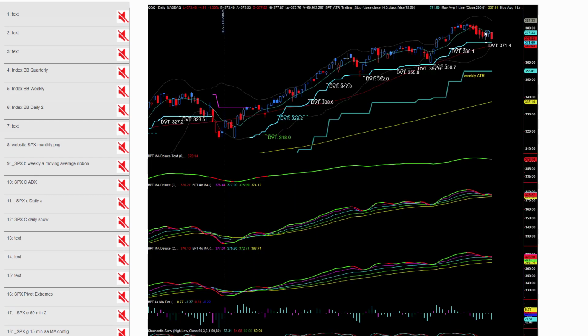Looking at the KISS charts, one thing to note here, you can see the DVTs. They've been a pretty good guide. We got a new DVT last week, 371.40. So that's a pretty tight stop if you wanted a tight stop on this area.